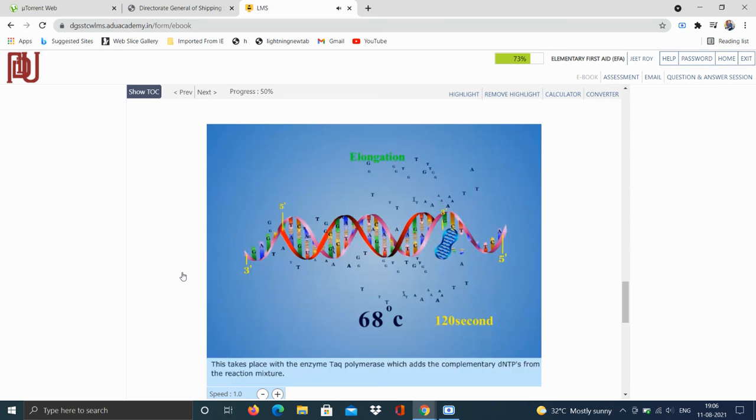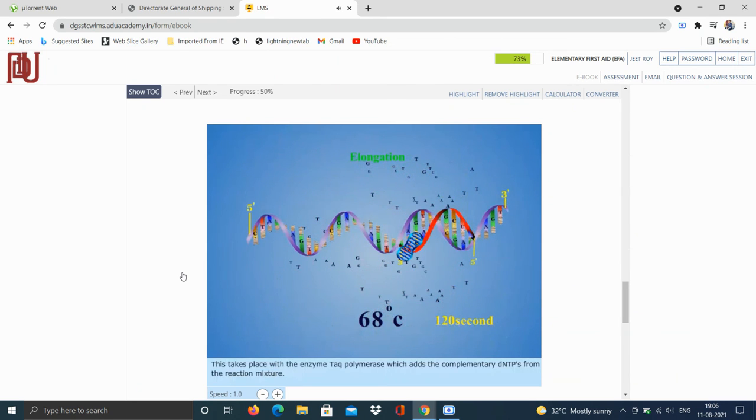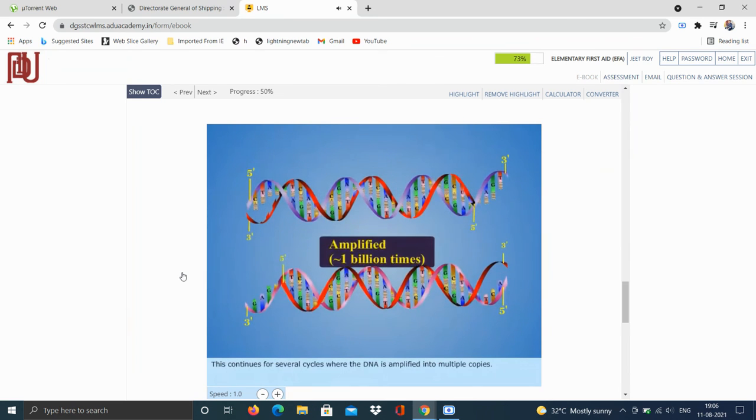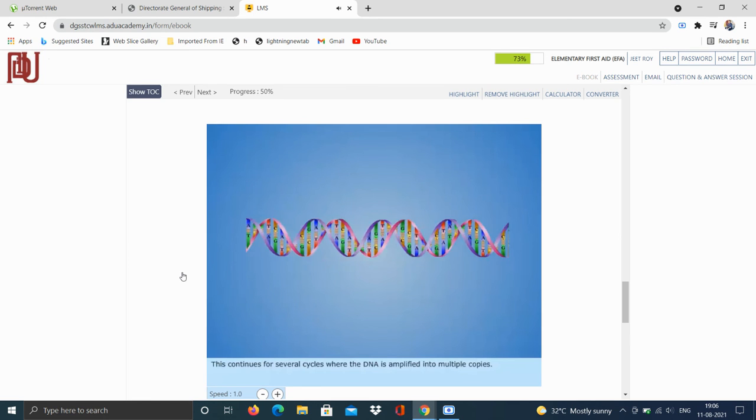This takes place with the enzyme Taq polymerase, which adds the complementary dNTPs from the reaction mixture. This happens in a similar fashion for the other single-stranded DNA. This continues for several cycles where the DNA is amplified into multiple copies.